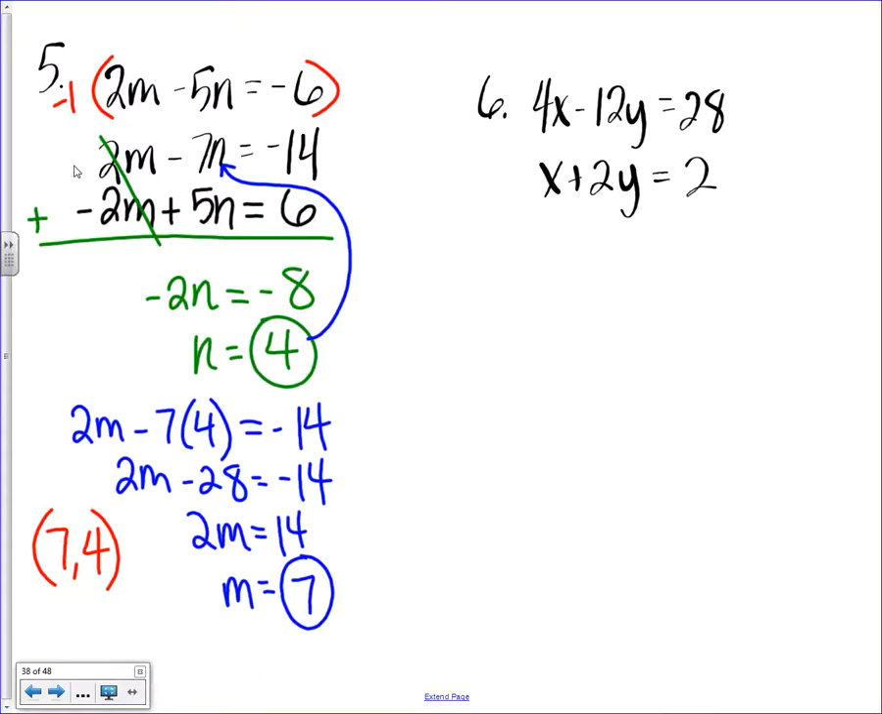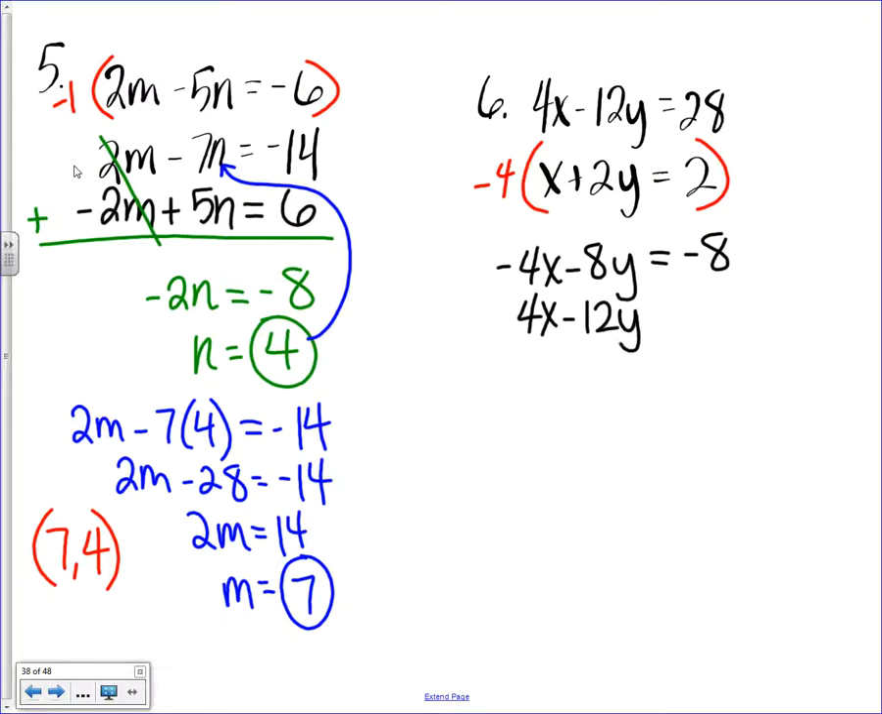Okay, so that means I am going to have to multiply the bottom equation by what? All right, so when I do that, I get -4x minus 8y is equal to -8. Then I'm going to drop down the top equation. And now I'm going to tell you to solve it. Go for it.